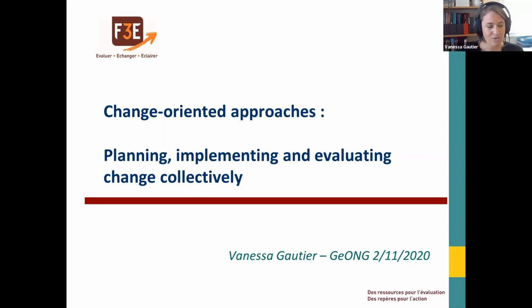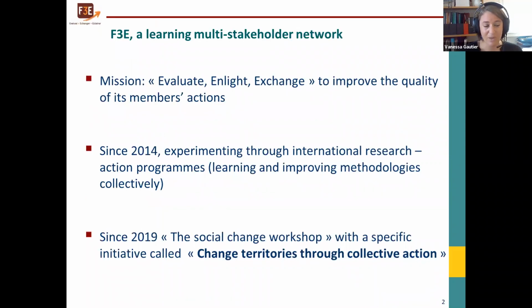Just a short reminder, F3E is a French network. We have 85 members, which are mainly NGOs, but also other types of organizations, such as local and regional authorities that work for international solidarity. Our mission is basically to produce resources, trainings, but also exchange and learning spaces so that our members and other organizations can improve their practices, the quality of their actions, and have better impact.